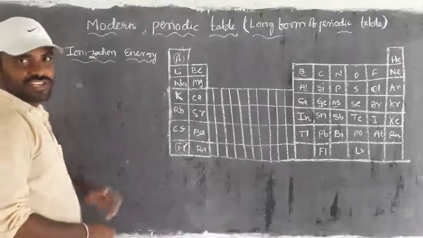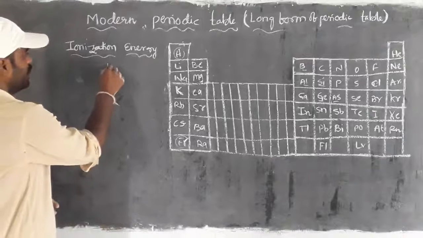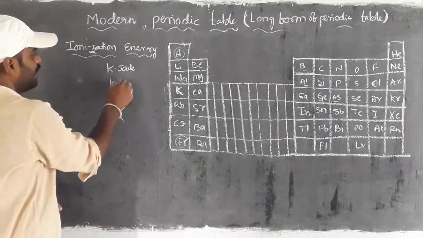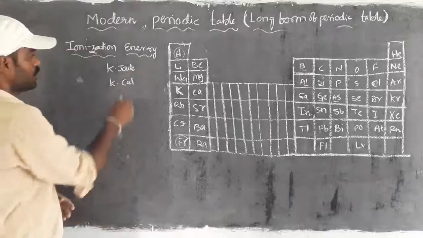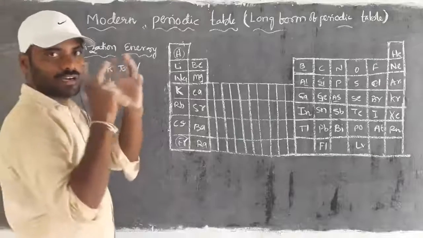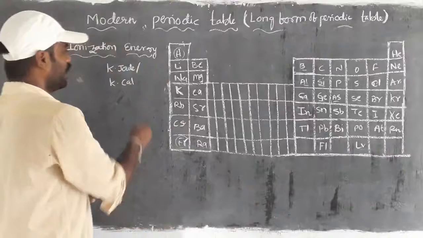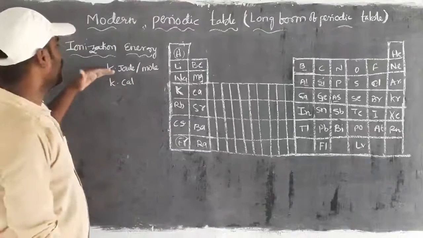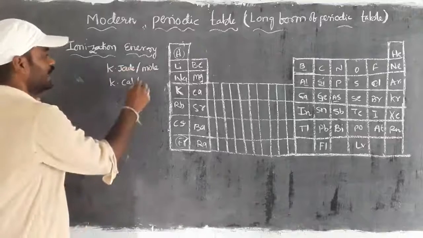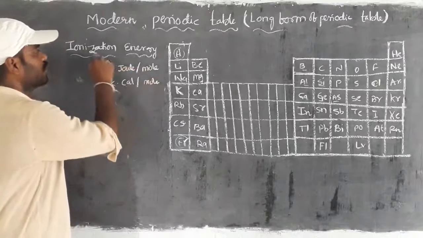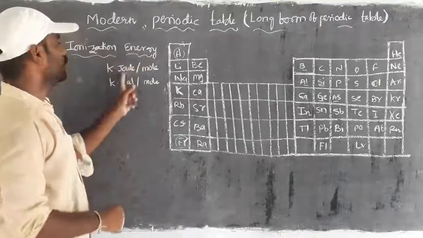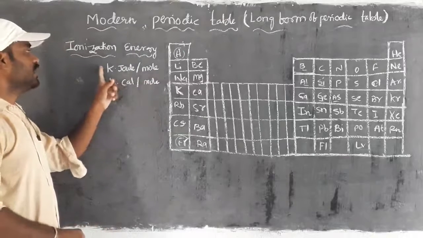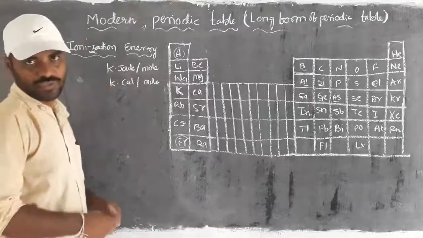What unit can we measure ionization energy in? Kilojoules or kilocalories. Especially, the quantity of elements we can take in moles. For that, the units are kilojoules per mole or kilocalories per mole. The units of ionization energy are kilojoules per mole or kilocalories per mole. This is the SI unit, and this is the CGS unit.